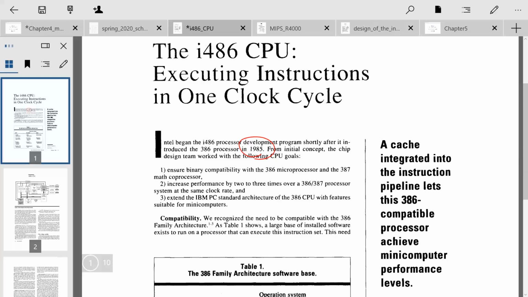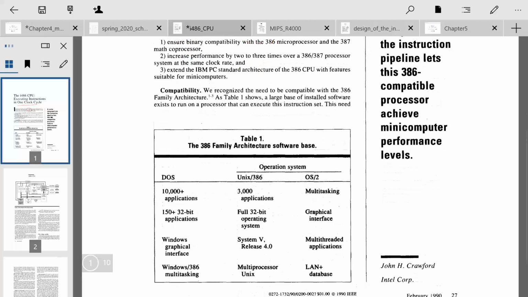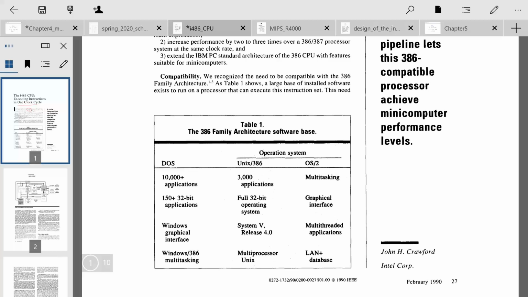Intel basically started the Pentium project in 1985, shortly after it introduced the 386, and the whole goal behind the 486 project was to execute instructions in one clock cycle. That doesn't mean the single cycle design that you did in lab, but it means having a one cycle per instruction throughput. It's a 5-stage pipeline processor that actually implements the Intel architecture.